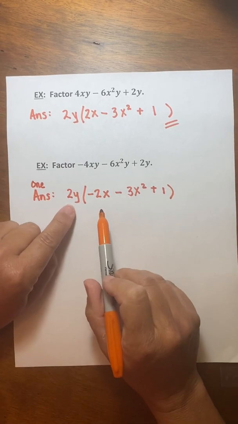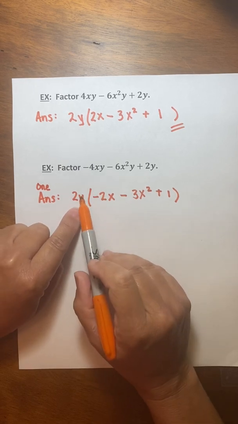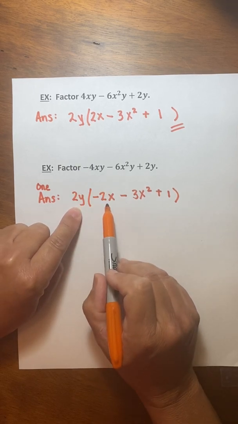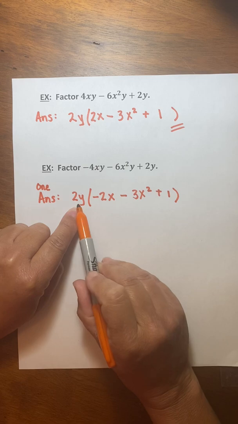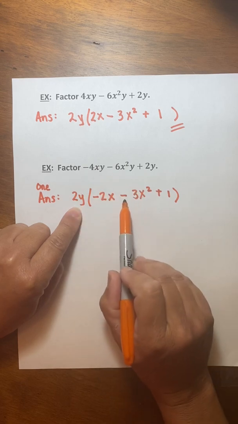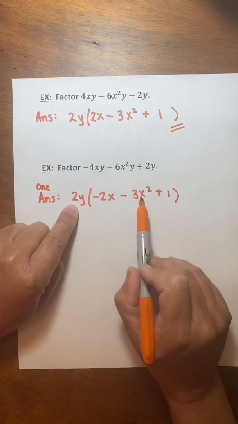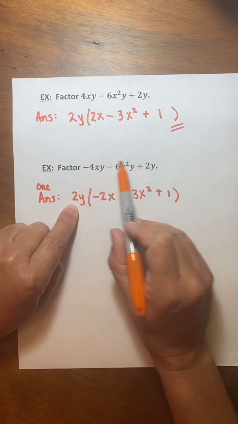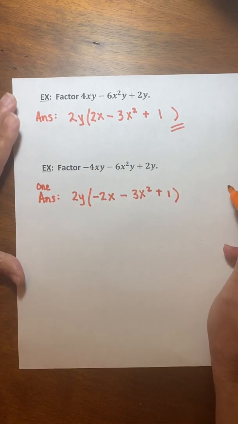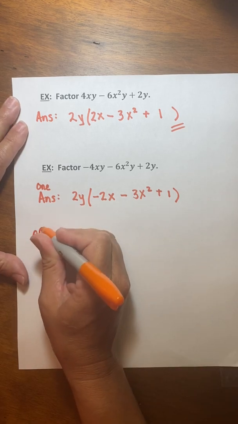So make sure you always check by redistributing, at least mentally. 2y times negative 2x would be negative 4xy. 2y times minus 3x squared would be negative 6x squared y, and then the 2y and the plus 1 would give me the plus 2y.